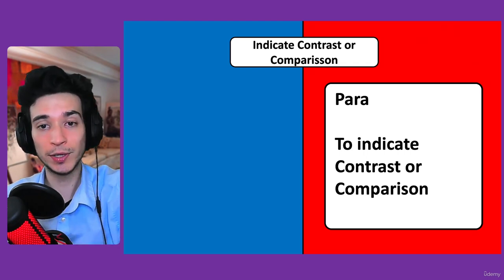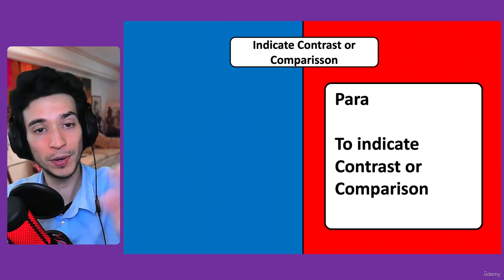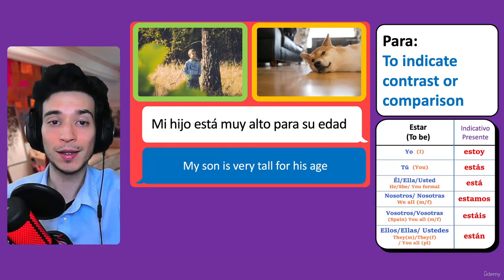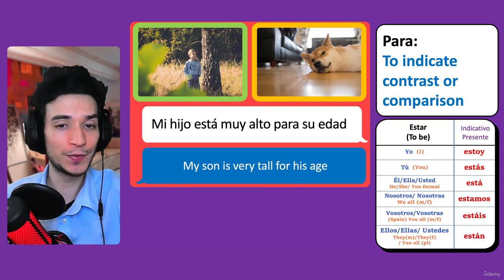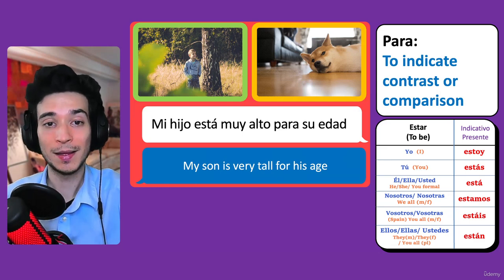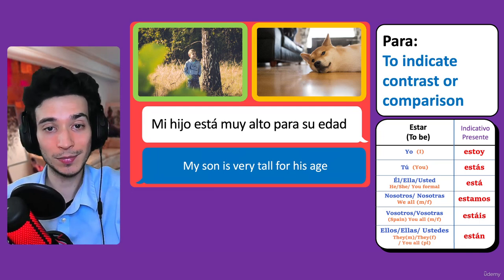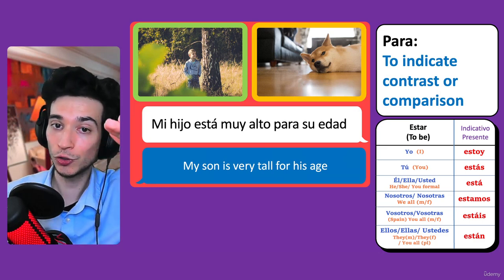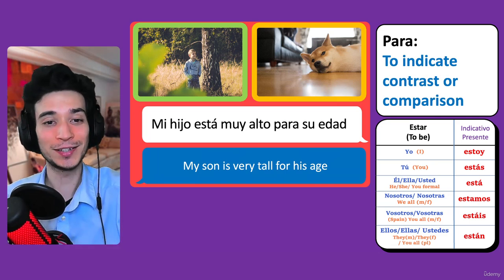And another example, this one is just with para, which is used to indicate contrast or comparison. For example, mi hijo está muy alto para su edad. My son is very tall for his age. Mi hijo, my son, está muy alto, is very tall. Para, contrast or comparison. So you're comparing tallness and age. For his age. Okay, it's a good example, I guess.